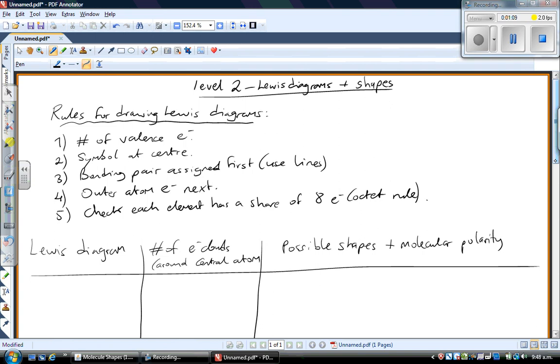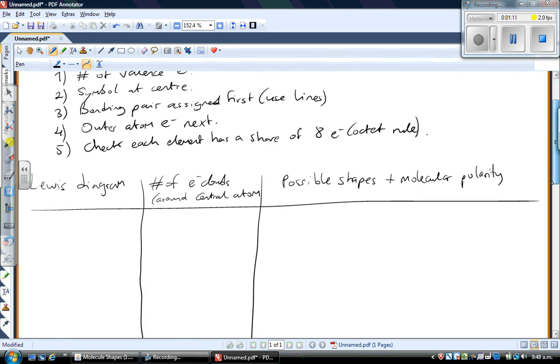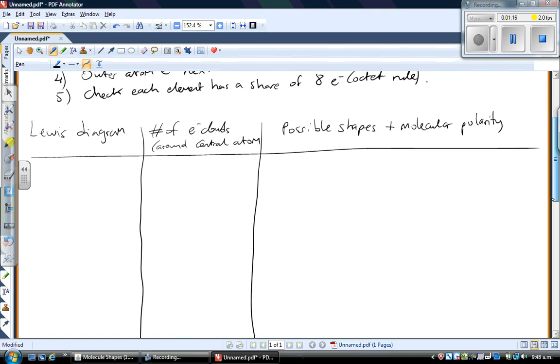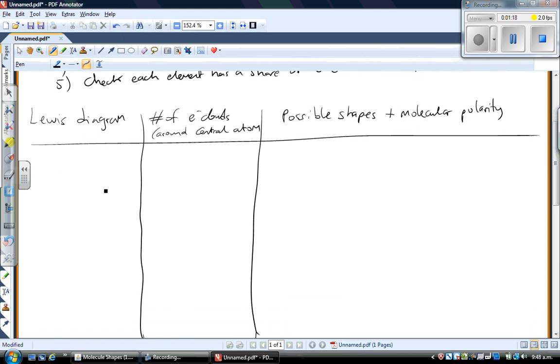So the best way to explain how to do Lewis diagrams is to just take particular examples. And I've set up this little table. So what we're going to do now is we're going to do a Lewis diagram of a compound. We're going to count up the number of electron clouds that it has around its central atom. And then we're going to discuss the possible shapes and molecular polarity. So there's quite a lot to this video, but it works best if it's all taught together in one comprehensive table of information.